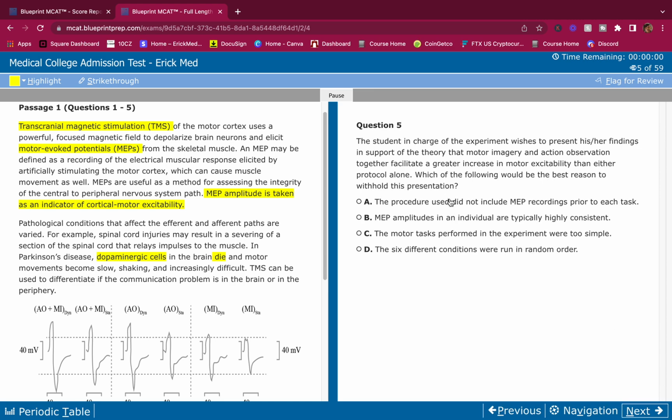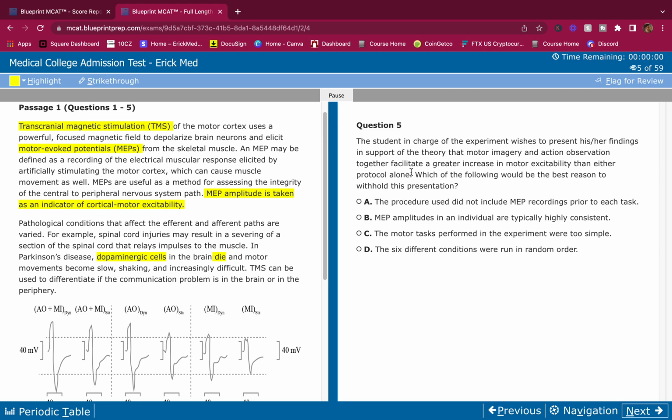The student in charge of the experiment wishes to present his/her findings in support of the theory that motor imagery and action observation together facilitate a greater increase in motor excitability than either protocol alone. Which of the following would be the best reason to withhold this presentation?